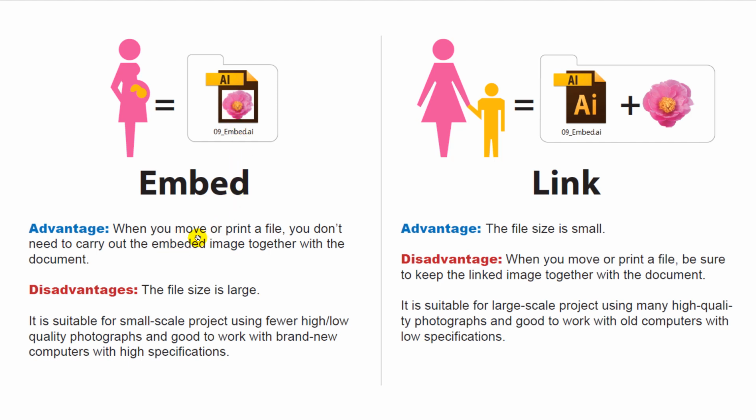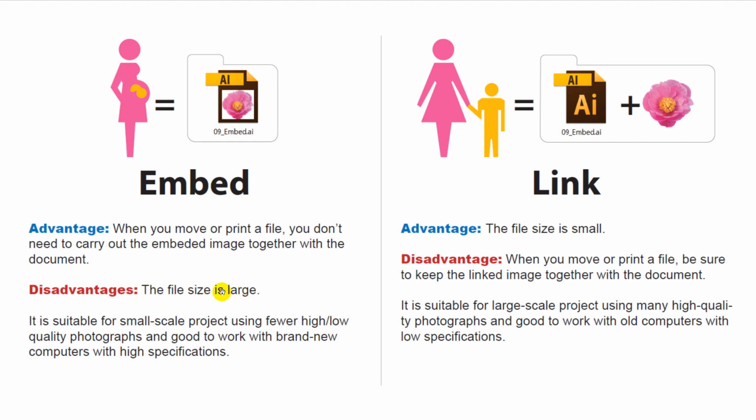Also, when you place an image in the embed method, you don't need to take the image you used when you transfer the document file to another device, to a computer, or to the print shop. However, if the baby is in the mother's womb, the mother's weight increases and becomes heavy as the baby's weight. In this way, when you place an image using the embed method, the size of the document file increases as the size of the image. This is the disadvantage of embed.